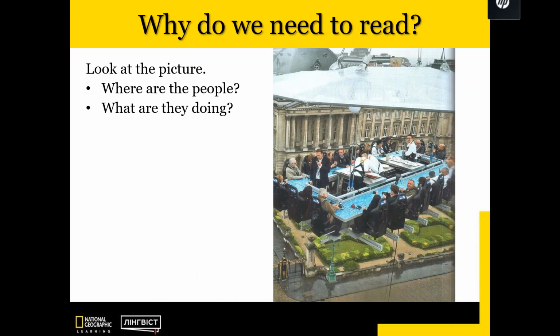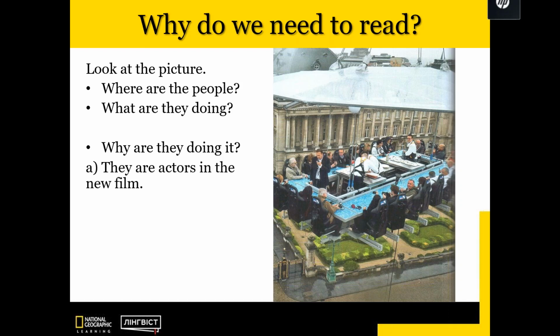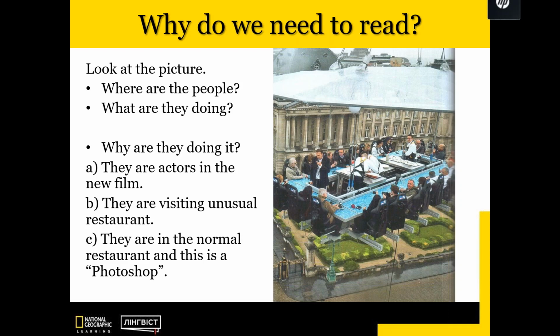Remember, these are third graders, 9 years old. Probably they don't have enough language to tell everything that they want in English, right? So let's support them. Let's give them some ideas that they can refer to. If you ask them why they are doing it, it could be quite challenging for a student to answer. So let's give them some options. Probably they're actors in a new film, or they're just visiting an unusual restaurant, or maybe it's a normal restaurant and this is a photo shop. What do you think? What are your ideas?